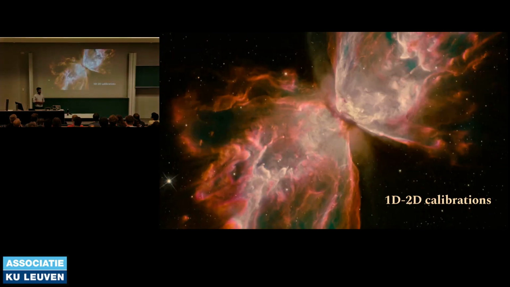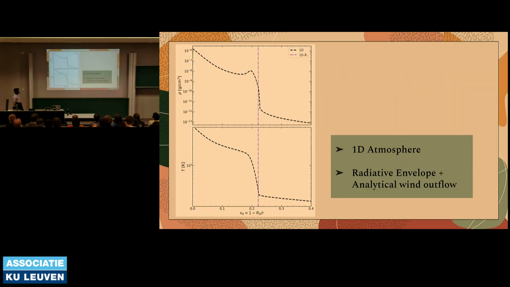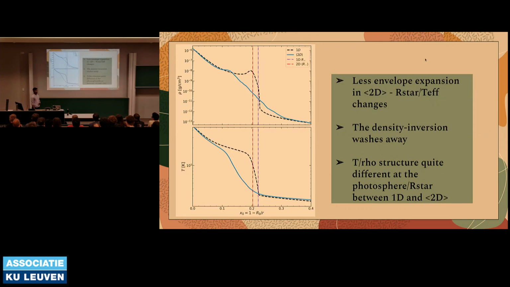Okay, so now we have all these average quantities, the red lines that you saw in these graphs, and we can calibrate our average 2D quantities to the 1D input that I have already shown you, and see if they match or not. To remind you, we had our 1D structure, which is basically a radiative envelope plus an analytical wind on top. Again, the photosphere is this vertical line. What if I plot the average 2D structures on top of the 1D input structures? Well, your photosphere shifts more inwards. That means your envelope has expanded less in 2D compared to what is observed in the 1D simulation.